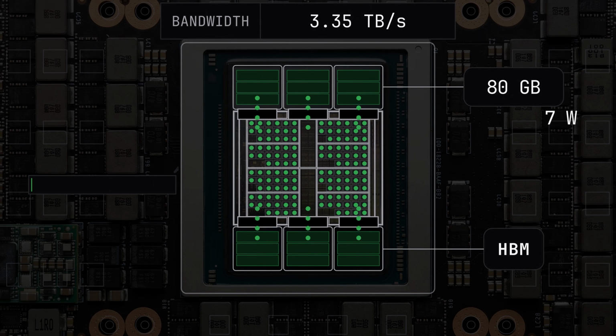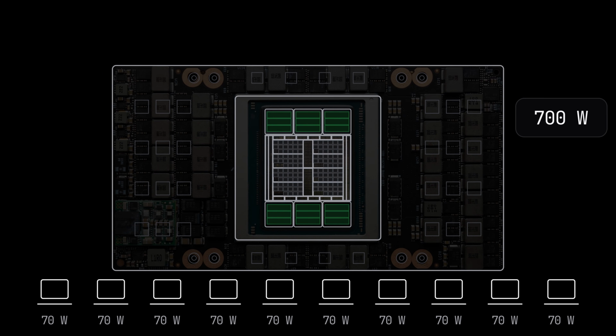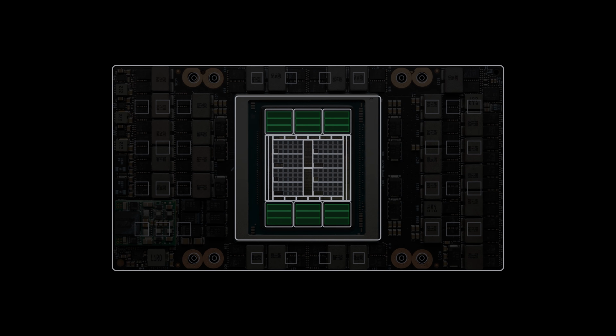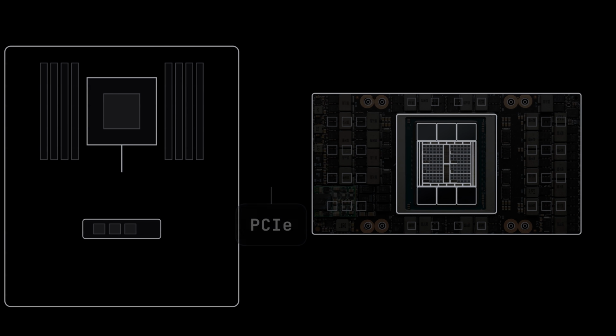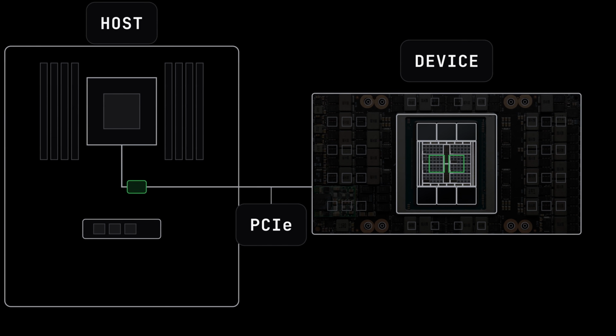To power all of this, the card draws 700 watts, roughly the same as 10 laptops running at the same time. Now let's actually run a model on this card. The card can't do anything on its own. It's a device connected to a computer with a PCIe interface, and the computer is the one giving the instructions. The computer is called the host and the card is called the device. Every instruction starts on the host and every calculation happens on the device.